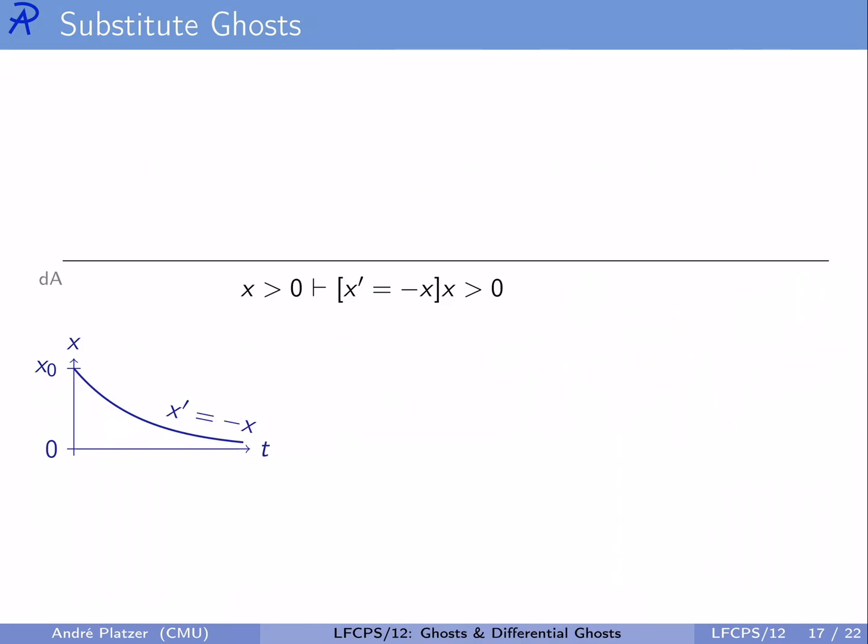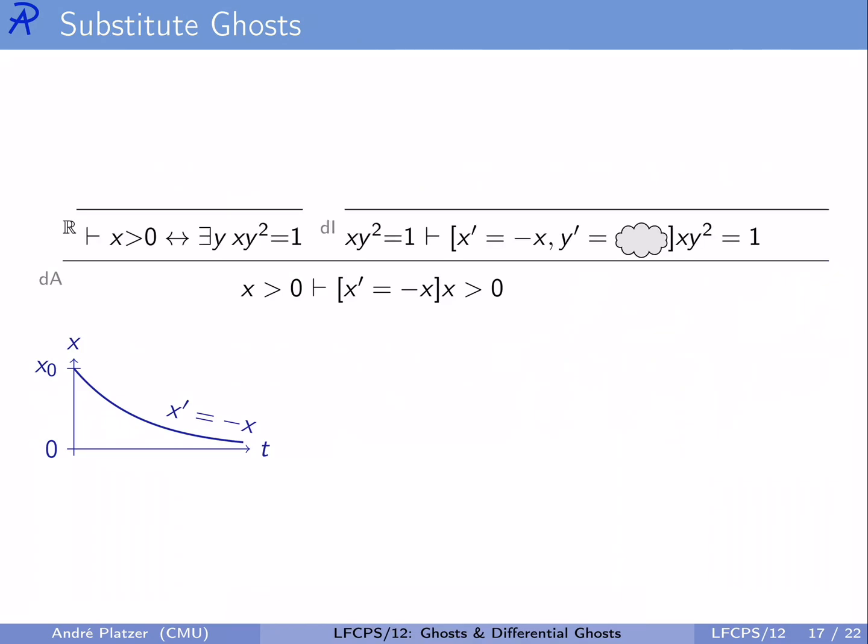Remember back the exponential decay example. By the differential ghost principle, we can dream up y prime equals, I don't know what it was, but the point is that we already essentially know, just from the arithmetic, that a good question to ask instead of proving x greater than 0 is to prove that x y squared equals 1 for some y, because, hey, these two formulas are equivalent. So if we prove this to be an invariant, we have successfully proved that x positive is an invariant as well. What do I put in for the differential ghost y prime? Well, how about I punt on that nebulous question for a moment?